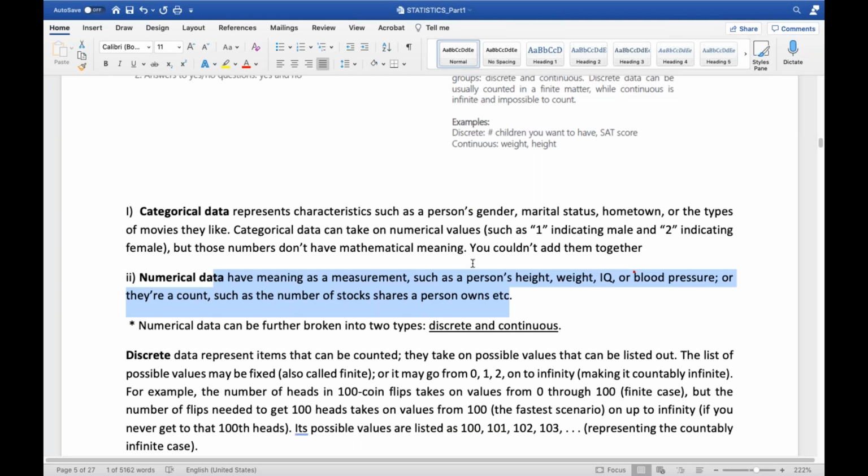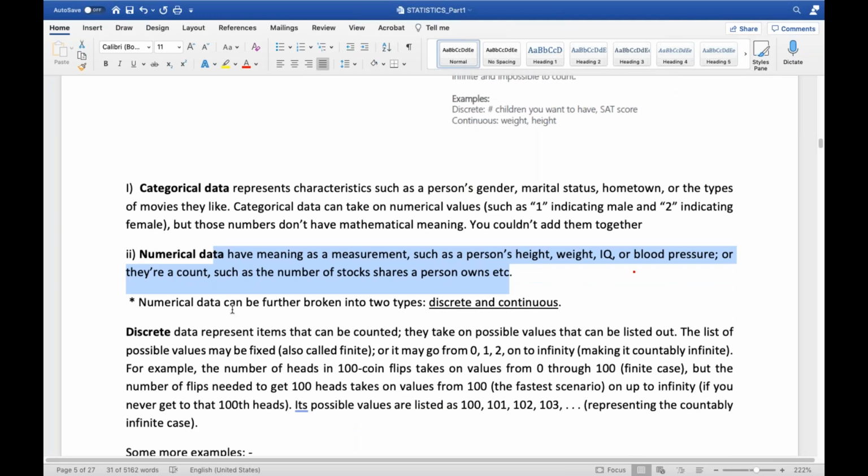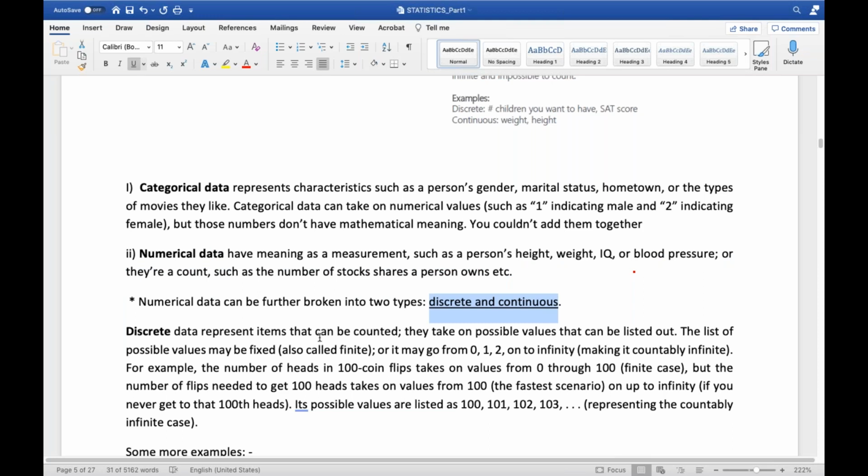Actually, how many shares you want to buy, how many shares you want to sell, what is your height, what is your weight, how many years, what is your BP, is there any sugar rate, and what is the percentage of your cancer. Each and everything is a numerical thing. The numerical data can be further broken into two types: one is continuous and the other is discrete.